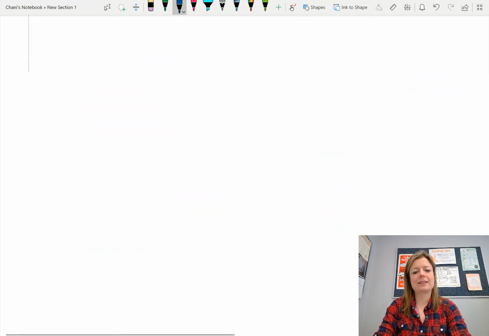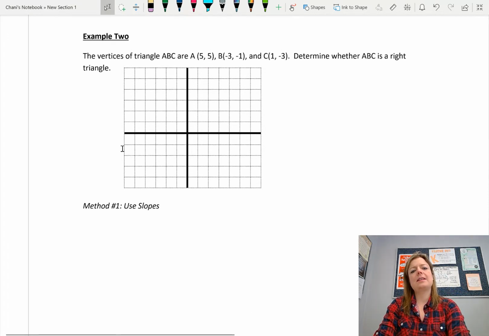Okay, let's go to the next example. So in this example, we have the vertices of a triangle, and they want us to determine whether or not this is a right triangle. So let's plot our points. 1, 2, 3, 4, 5, 1, 2, 3, 4, 5.